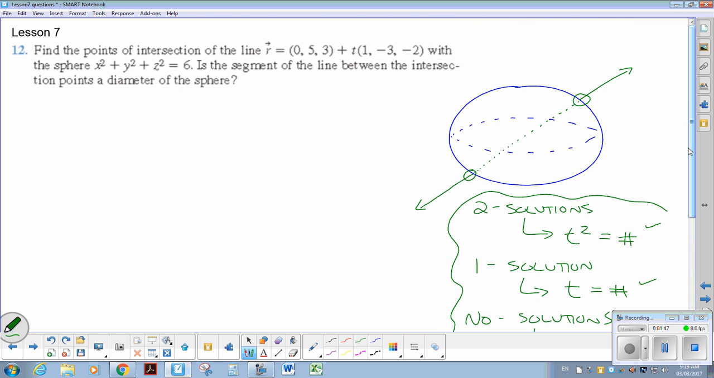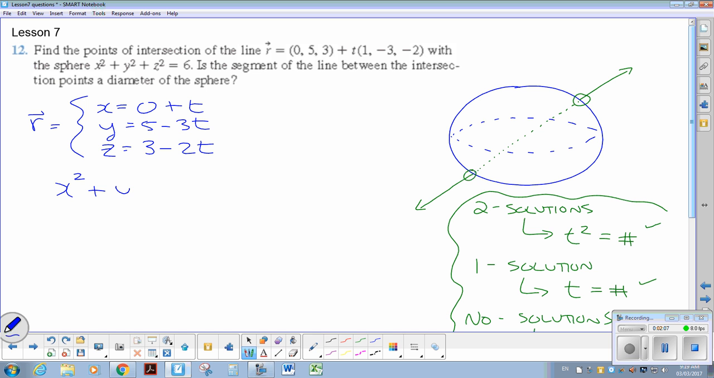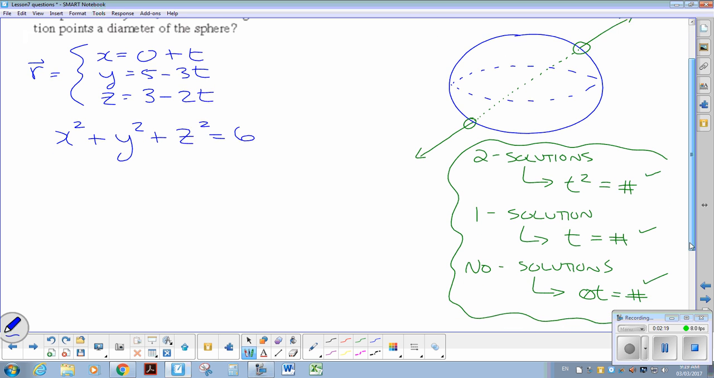So here's the how. I'm going to convert that equation of a line to parametric form. So hopefully you are comfortable doing that. So I'll put the 0 in for argument's sake. Y equals 5 minus 3t. Z equals 3 minus 2t. I know this is the equation of a sphere. This is not taught in the Ontario curriculum anymore. Well, not taught, it never was taught in the Ontario curriculum. But x squared plus y squared plus z squared is a sphere centered at the origin.